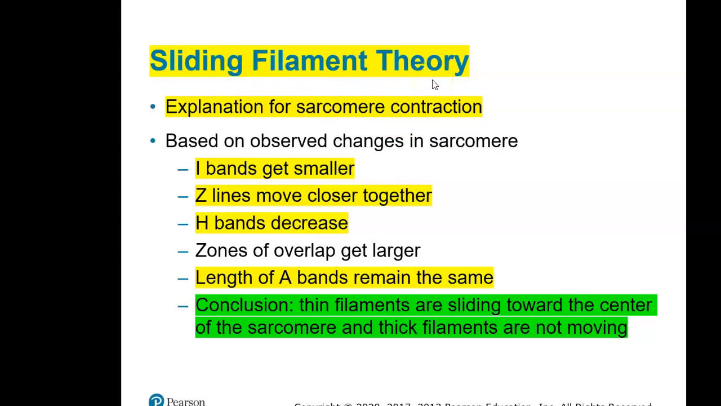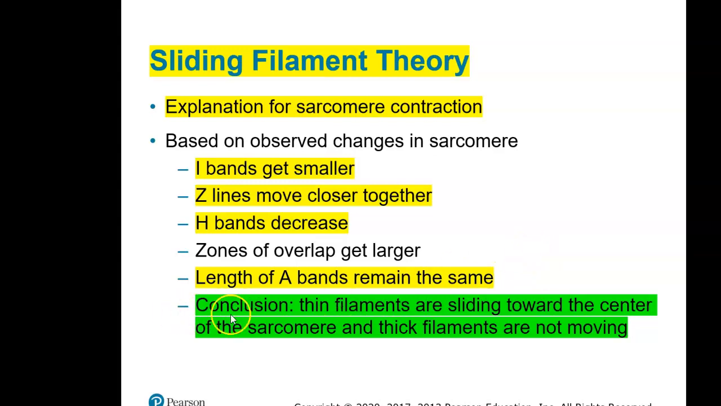The explanation for sarcomere contraction is called the sliding filament theory, and it's based on observed changes in the sarcomere. What we observe happening during the contraction is that the I bands, the light bands, get smaller, and the Z lines move closer together. The H bands also decrease. The zones of overlap get larger, so in other words, the actin overlaps even more with the myosin. But the length of the A band, which is the length of the myosin filaments, remains the same. So it seems like the actin is sliding over the myosin.